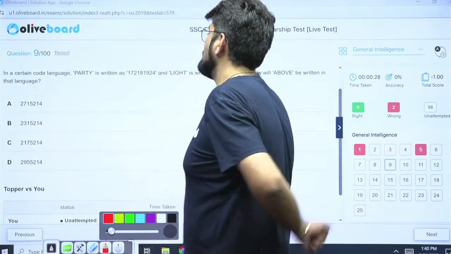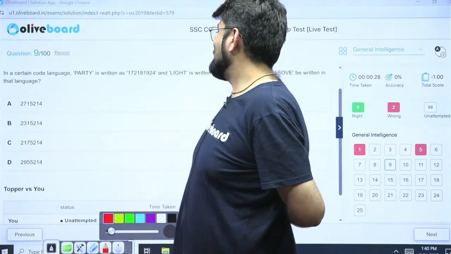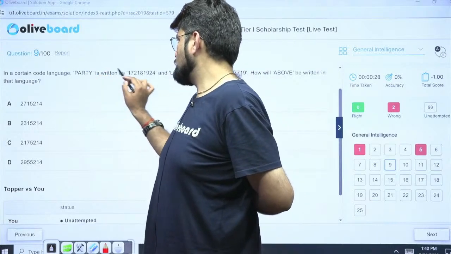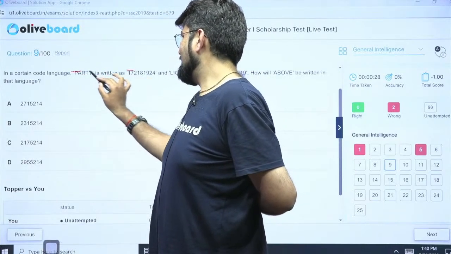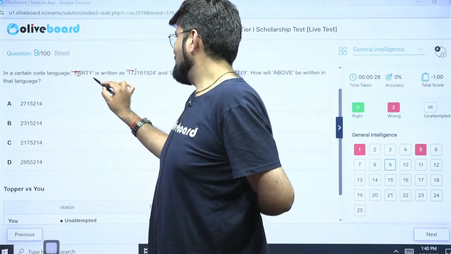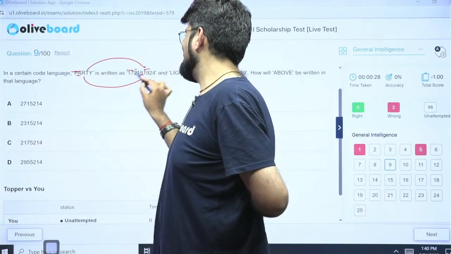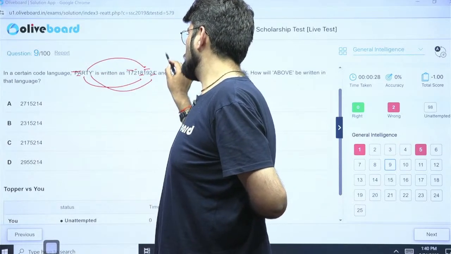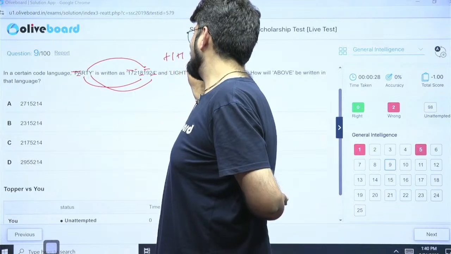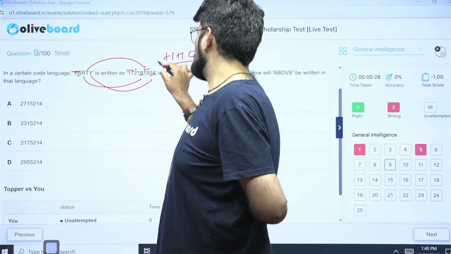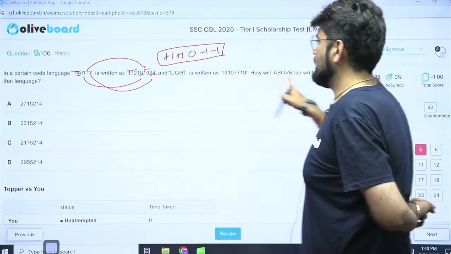So party is written as 17, 21, 8, 19, 24. What is it? So P is 16 plus 1. Okay, A is 1 plus 1, 2. R is the same here, 18. T minus 1 is 19. And Y minus 1 is 24. So we have plus 1, same, minus 1, minus 1. This is what the logic is, 5-letter words, and everything is a 5-letter word.